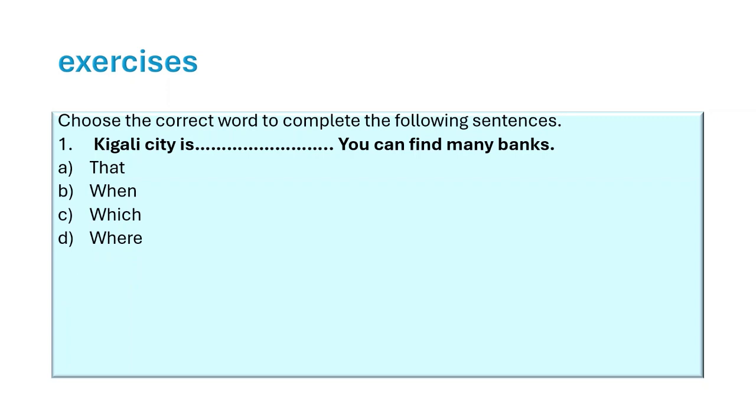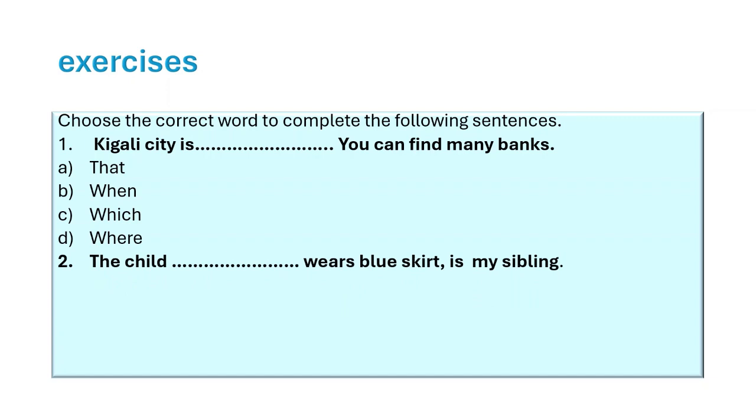Let me do the first question for you, and the next questions will be answered by you. Kigali City is, you can find many banks. That is not suitable because Kigali is a place. So the suitable relative pronoun which is used for place is where. So the answer will be where. Kigali City is the place. Kigali City is where you can find many banks. So do the second question and write in the comment.